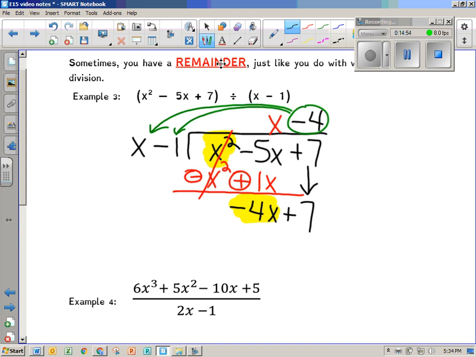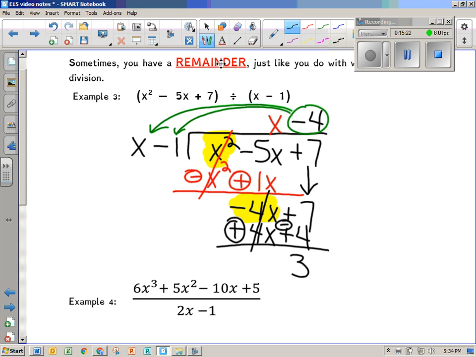Okay, so negative 4 times x is negative 4x. Negative 4 times negative 1 is a positive 4. Draw your line, change the signs, and circle it. Negative 4x and positive 4x cancel as suspected. Positive 7 and negative 4 is positive 3. So this time I have a remainder.